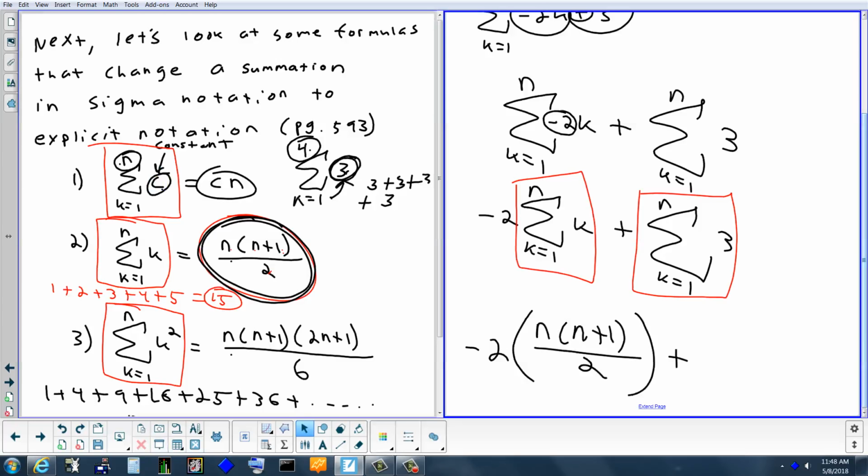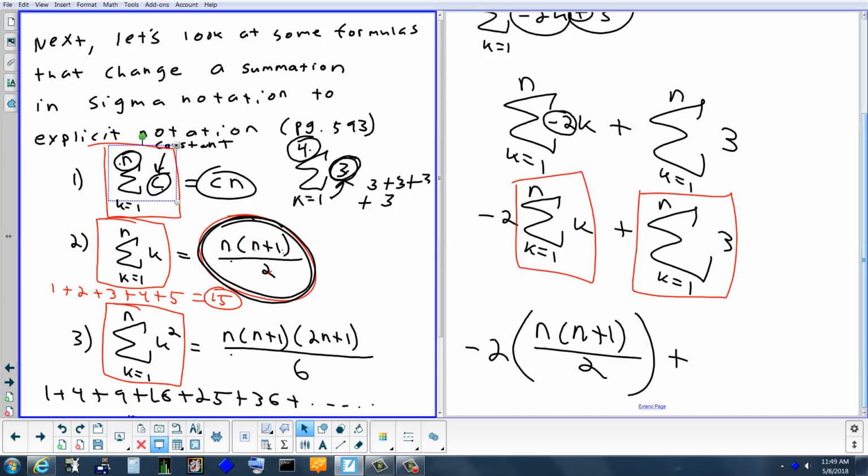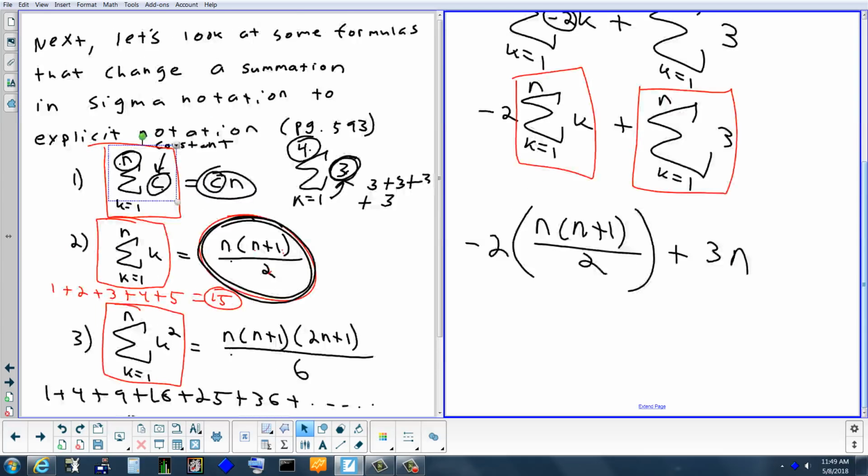Okay, let's look at the next one. It's the sum from k equals 1 to n of 3. So in that second red box, C in my problem is 3. So what would be the formula for the second box? It's around 3n. 3, that's my constant, n. Now we've gotten rid of all the sigmas. Now we just have to clean it up and make it look a little nicer.